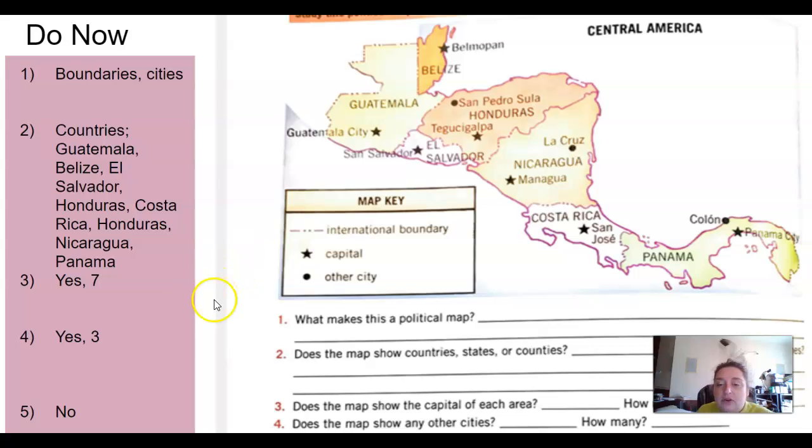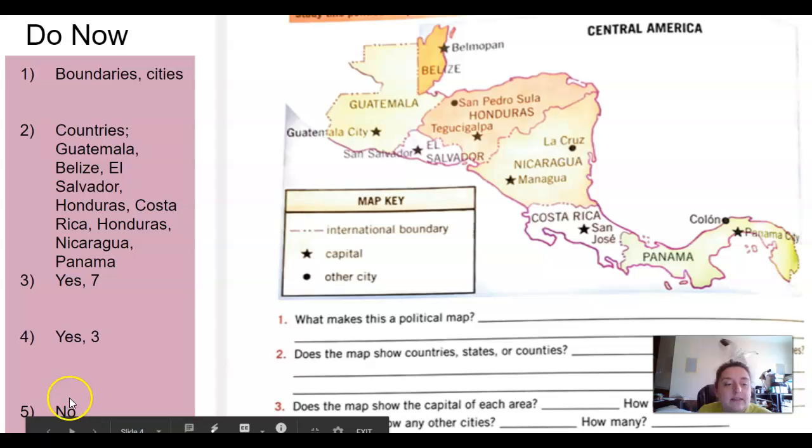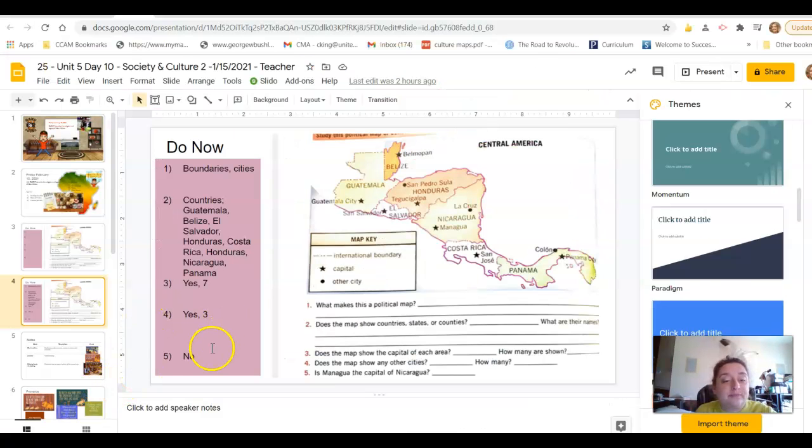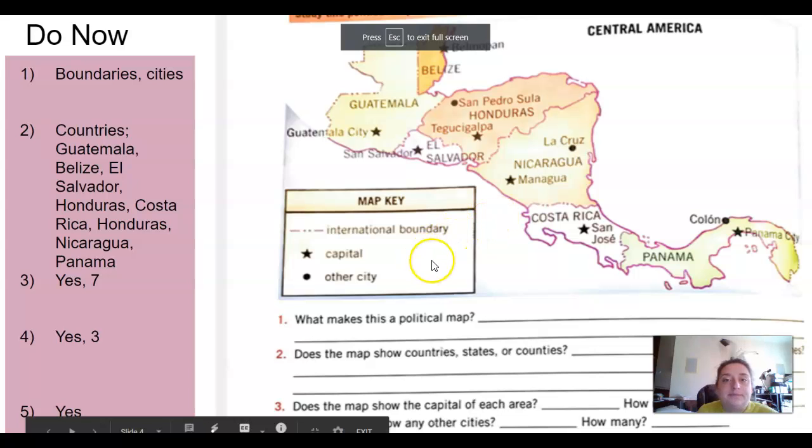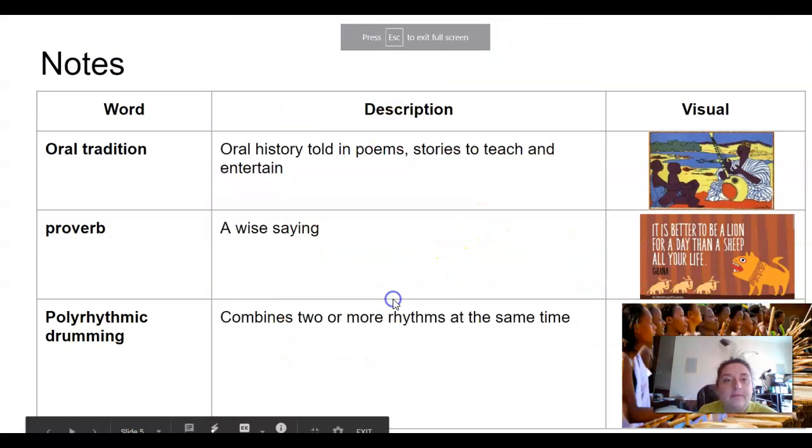Number 3, does the map show the capital of each area and how many are shown? Oh, sorry, I read the wrong one. Does the map show any other cities? How many? Yes, 3. So you're going to look for the solid dots. And then, is Managua the capital of Nicaragua? So I'm going to find Nicaragua, and that is actually yes. So I'm going to fix that. My fault. Oops. So you can go ahead and fix that.